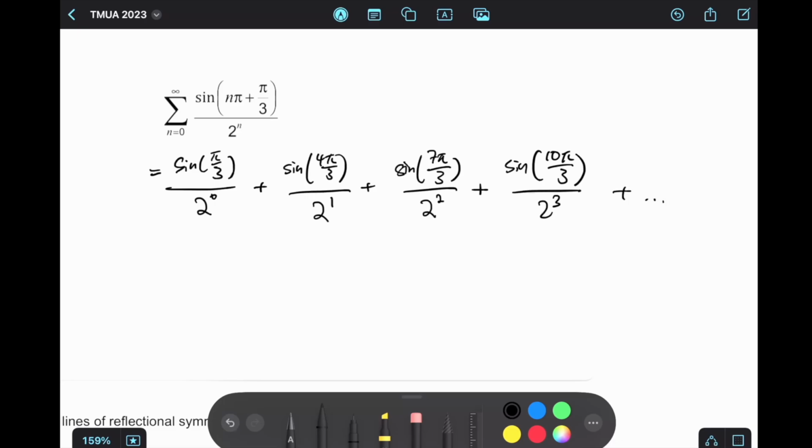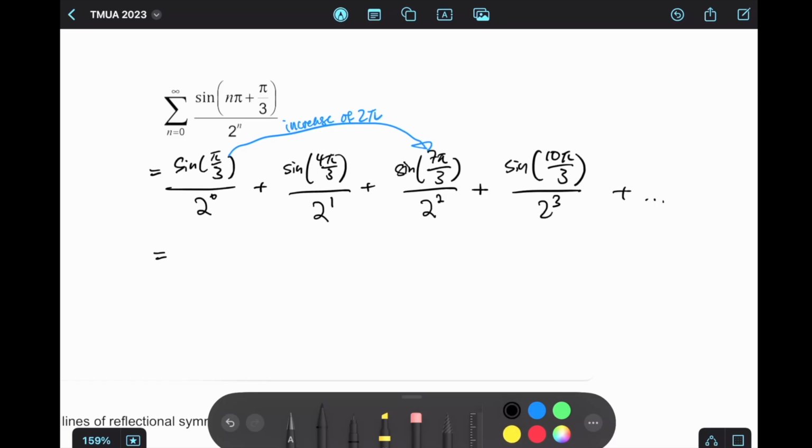And recall that the period of sine is 2 pi. And here we actually do increase by 2 pi every 2 terms. So here it is sine of pi over 3, and after 2 terms, it becomes 7 pi over 3, which is an increase of 2 pi. And since the period of sine is 2 pi, it basically means the numerator is periodic every 2 terms.